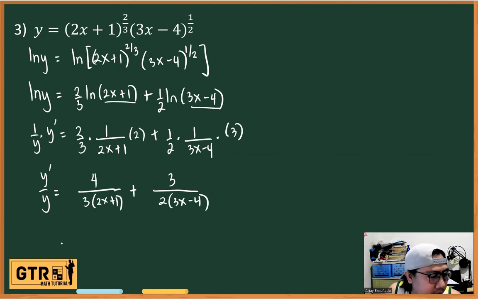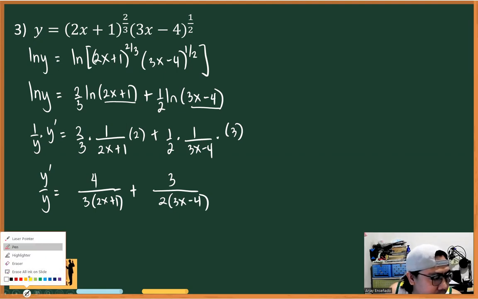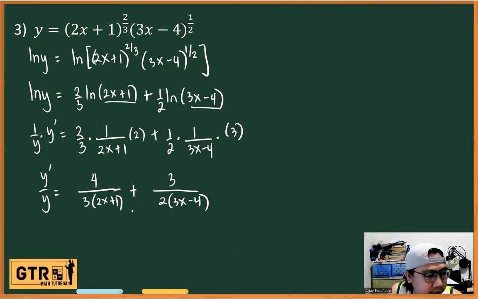So simplify this, combine them. We can get the LCD, or since the LCD is the product, we can use the shortcut, just cross multiply because the LCD is the product. So that is the shortcut if the LCD is the product of the denominators. So just cross multiply. So therefore, we have y prime over y is equal to, cross multiply this. So we have 4 times 2, we have 8, and then times 3x minus 4.